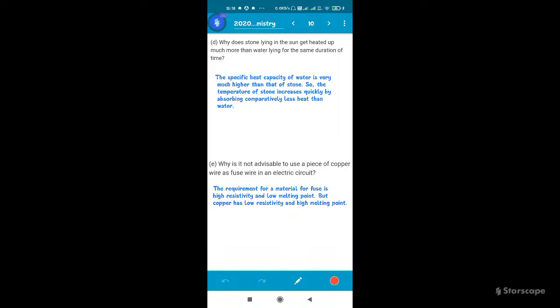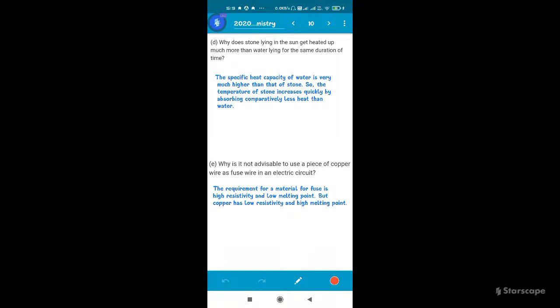Or you can also consider it in this way, that whenever you are heating the same amount of water and the same amount of some other substance, water will take more time to heat up compared to the other substance, because in order to heat a very small fraction of water also, you require a very high amount of heat. Okay, the same criteria, the same concept can be used here.